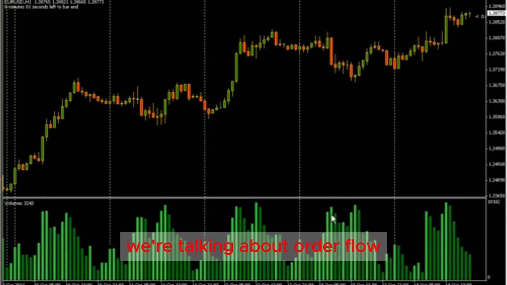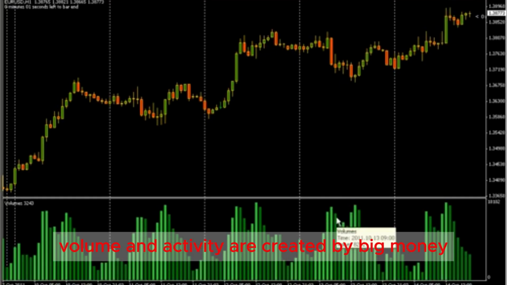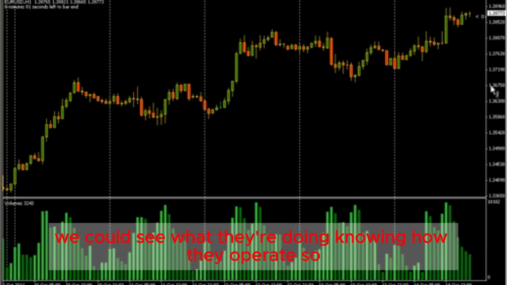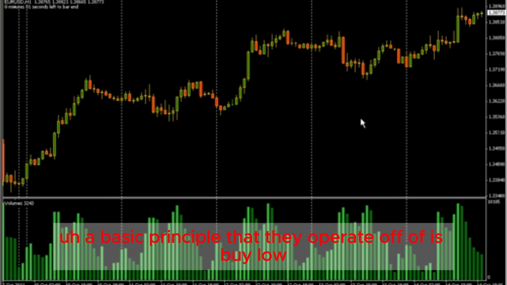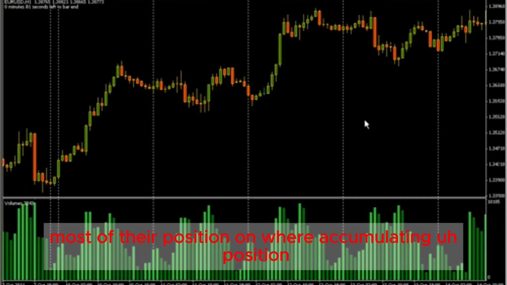And we're talking about order flow. We're talking about large orders, and really these large amounts of volume and activity are created by big money, smart money, and they tend to operate basically the same way. We can see what they're doing, knowing how they operate. So, a basic principle that they operate off of is buy low, sell high, buying into down moves, selling into up moves. That's when they put most of their position on, when they're accumulating position.